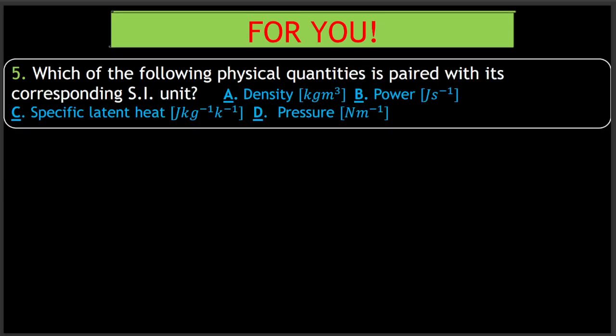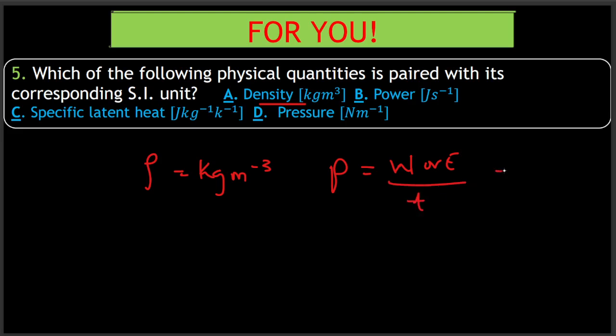Okay, so what about this one? Which of the following physical quantities is paired with its corresponding SI unit? So A is wrong. Density is kilogram per meter cube. So there is no minus on top, so it's wrong. Power is work done or energy expended over time. So joule per second. So that's correct.